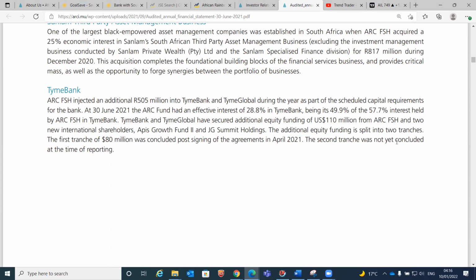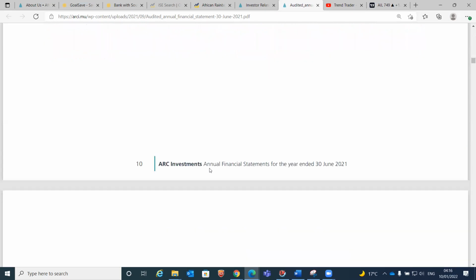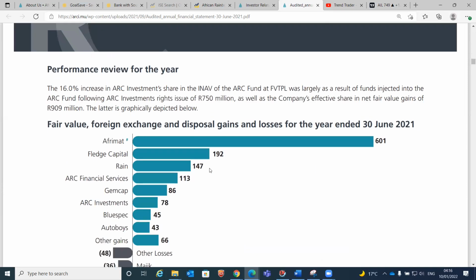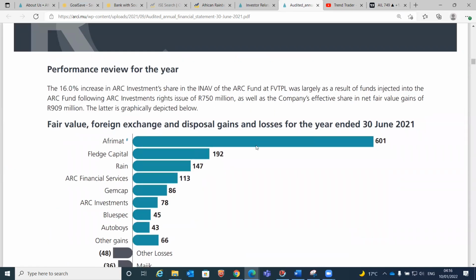And then that equity funding is split into two tranches, of which the first tranche of 80 million was concluded in April 2021, and then the second tranche is yet to be concluded. We will see on the latest financial report when it comes out this year whether that second tranche will be included, unless it was not planned to be included in this period. Okay, so there's a lot of information that you can find there.